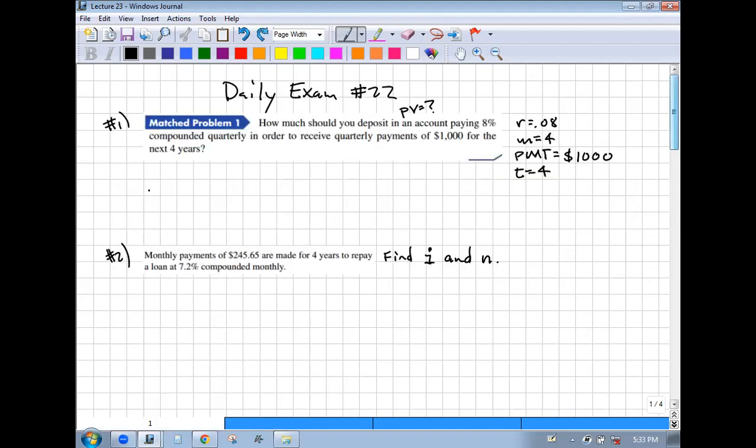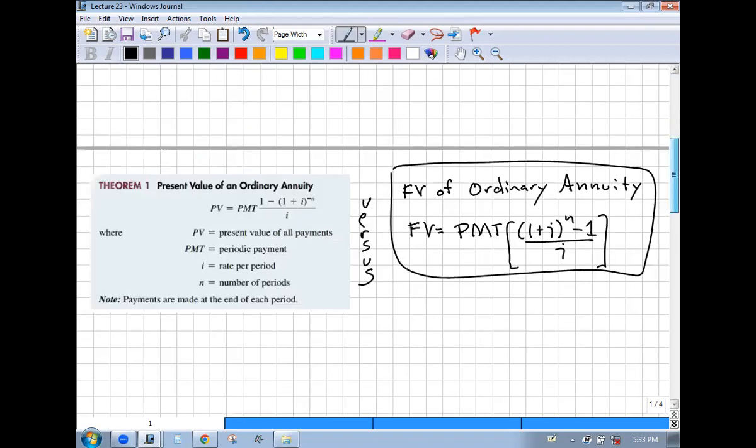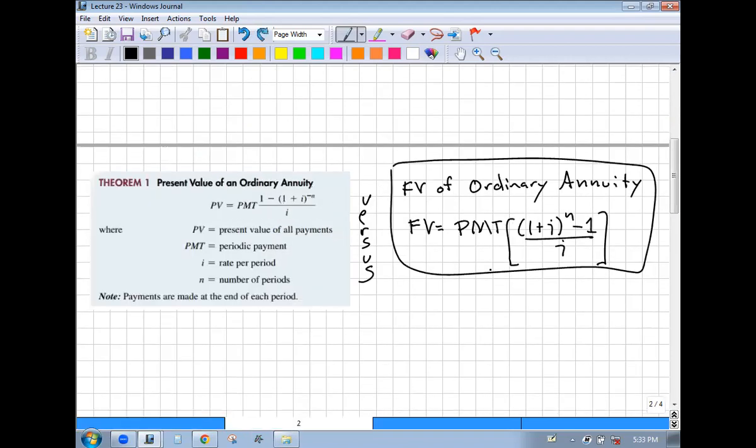So your present value is your PMT times, let's see if I can remember it, 1 minus (1 plus I) to the negative N, over I. I think that's right. Yeah. Remember, compare this to what we had last time. They're really close to the same, but they're different things, right?